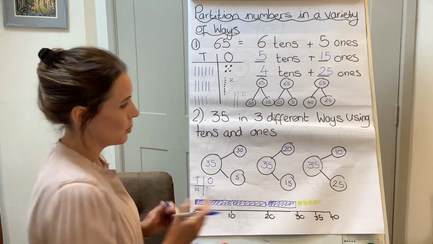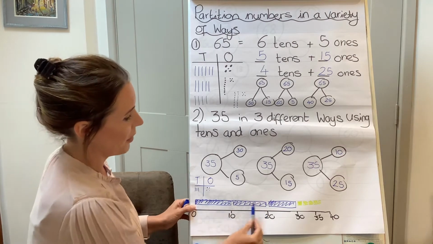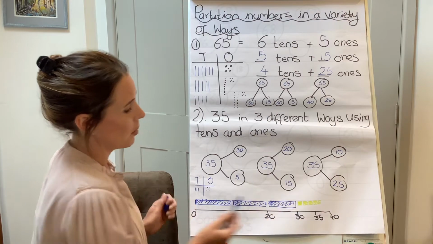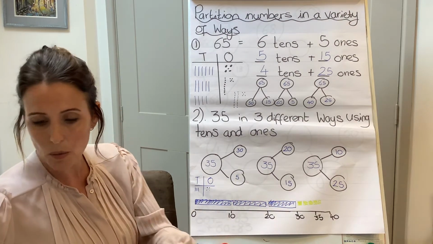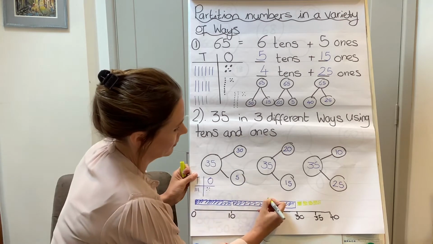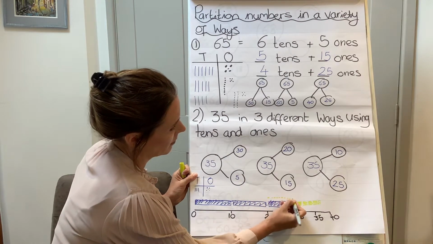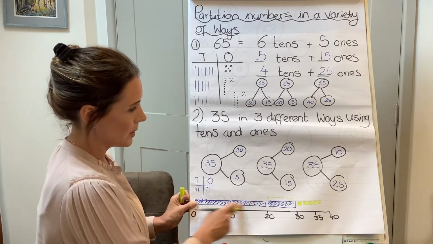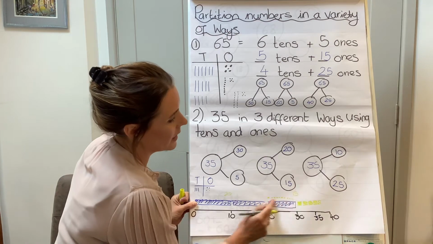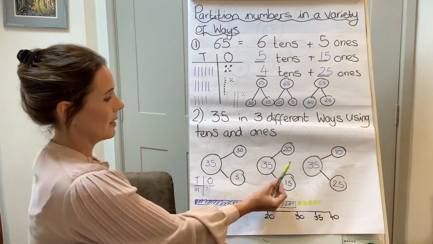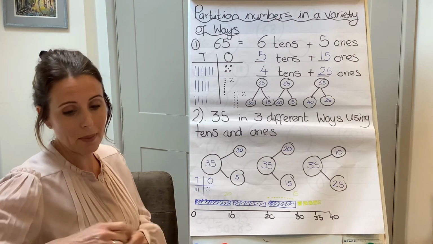You can see this also on a number line. Now here I've got 35 made up of 3 tens and 5 ones. But I could easily change that 10 into ones. And then I could have 2 tens, which would be 20, and 15 ones, which makes this one. Okay, so it's a really visual way of doing it, also on a number line.